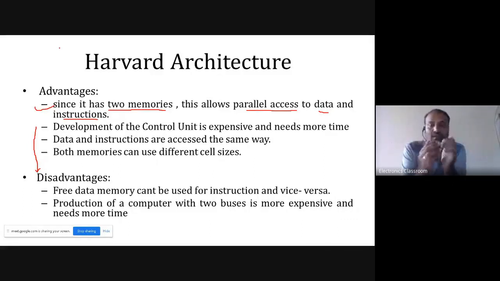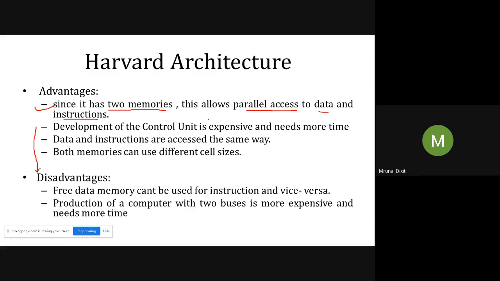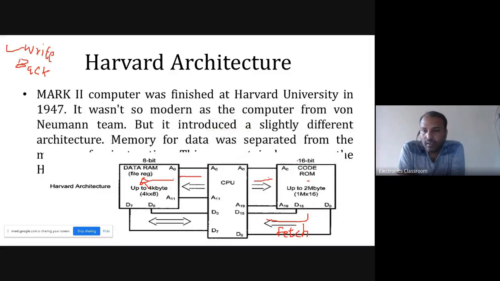Another advantage is that both memories can be of different size as well as different cell size. So what do you mean by cell size? See, cell size is nothing but the width of memory.